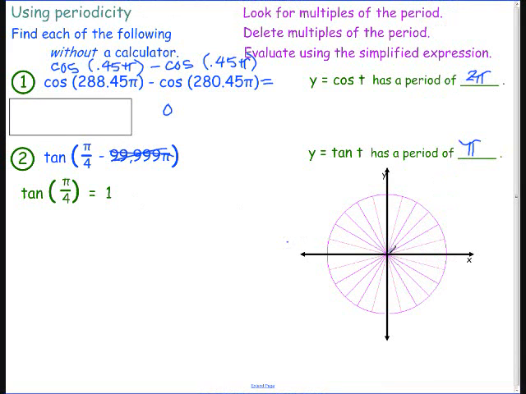I could draw it over here. That would be 45 degrees. To look at it on your unit circle, and we know tangent is y over x, so 1 over 1 is 1.